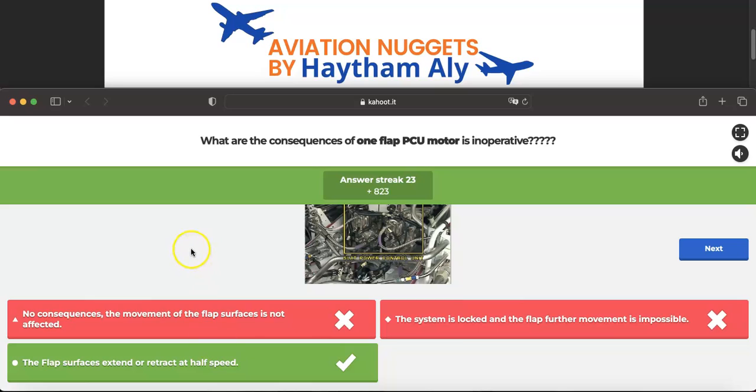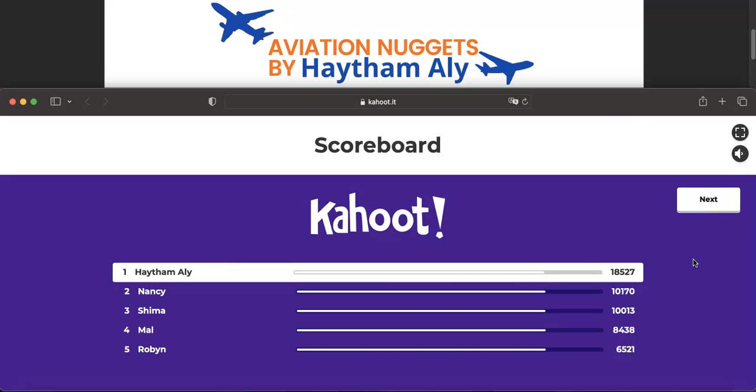What failure takes us to one motor only? In case of hydraulic failure, or SFCC failure, or slat flap control computer 1 or 2 only fail. Okay, everybody, let's proceed. Next question.